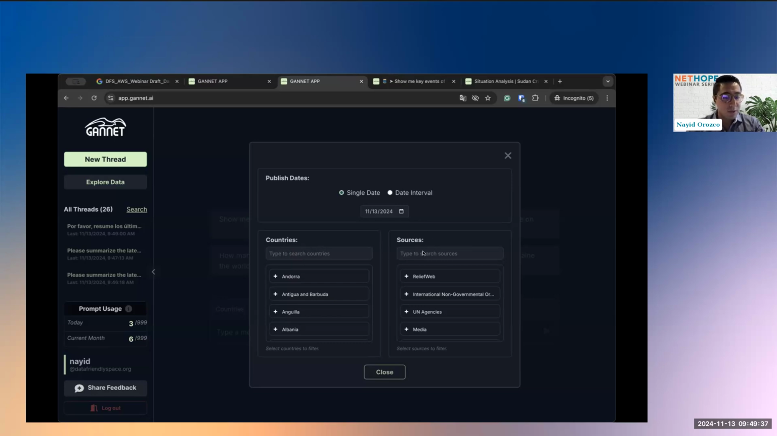And then in terms of sources, you can also select that you just want to bring information, or the prompt, the query will be just bringing information from ReliefWeb or UN agencies or media. We are kind of defining these categories. And since this is an iteration, we are always looking for new ways of categorizing these different sources.